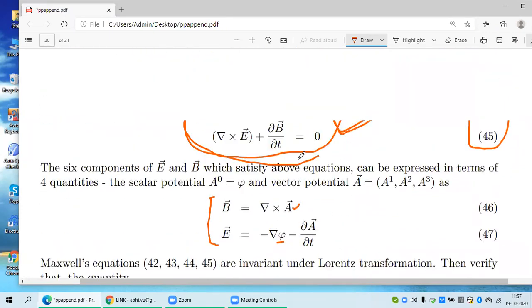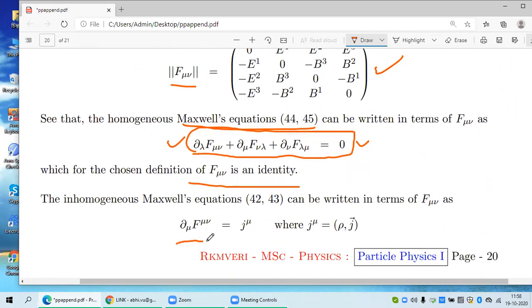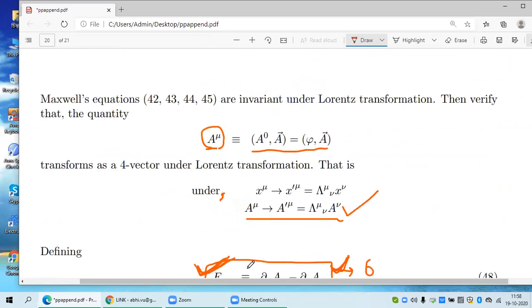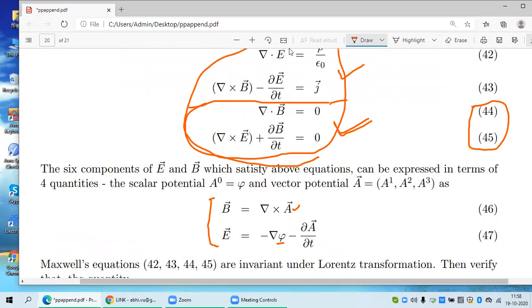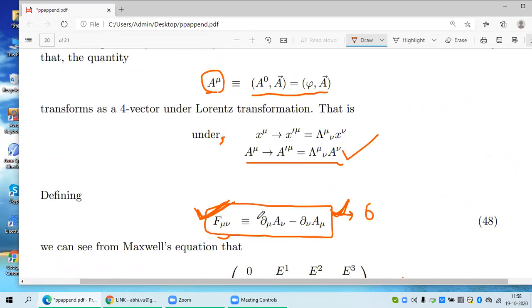And you can check that these two equations you can express in terms of A mu by this equation. If you want to verify, you just put in this equation the different components of F mu nu and see that you get the first two equations. Clear? And you can also verify that the Bianchi identity gives you these two equations. So this is true only if you define F mu nu in this particular way.